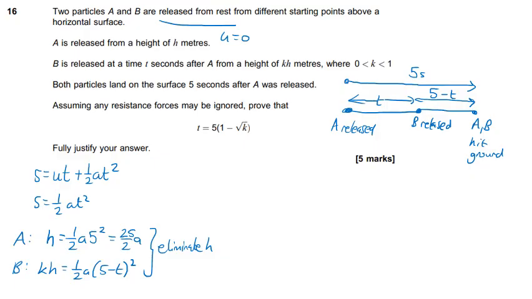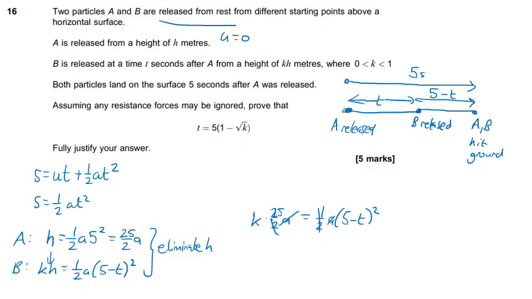And the easiest thing to do is just substitute h into the second equation. So we've got k times 25 over 2a is equal to a half a (5 minus t) squared. So I've just substituted 25 over 2a for h into the second equation. And then after that, it's just a case of rearranging for t. So what can we do first? Well, we could cancel out a 2 on both sides. Cancel out the halves, cancel out the a's as well. They will disappear. So I've got 25k.